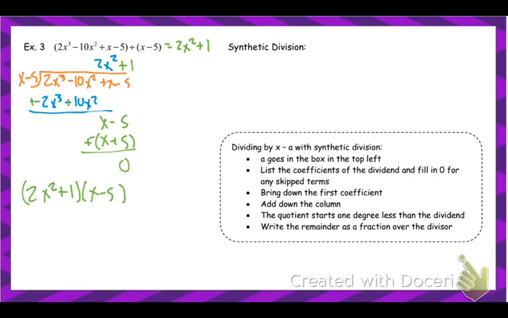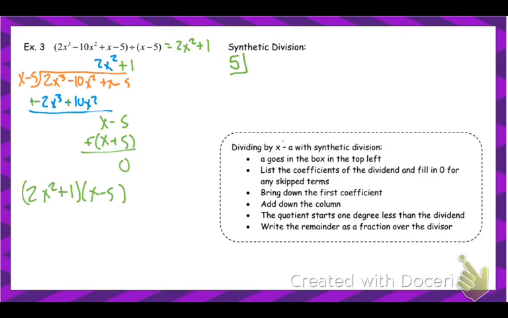All right, so now, depending on what you're dividing by, there's another process called synthetic division. Synthetic division works best when you're dividing by that first degree binomial, so like x plus or minus some number. If that's what you're dividing by, that's when synthetic division is going to work. So if you divide by x minus a, then a is going to go in a box in the top left. So I'm dividing by x minus 5, so positive 5 goes in a box in the top left.